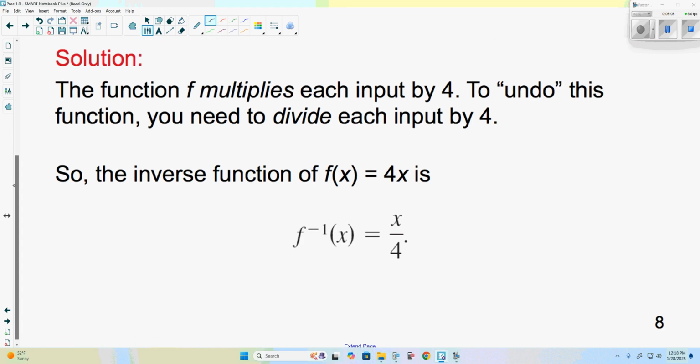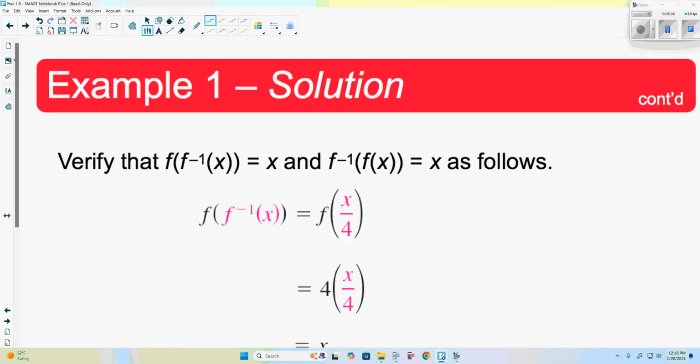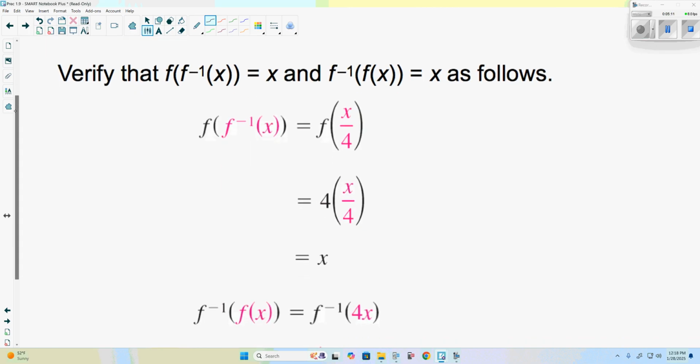To undo this function, you need to divide instead of multiply, giving us this here. Now we can check and verify that they are indeed inverses. So we have our f of f inverse of x. So we plug the f inverse in, which is our x over 4. Then we replace every x in f of x with it, telling us that we have 4 times x over 4, which is just x.